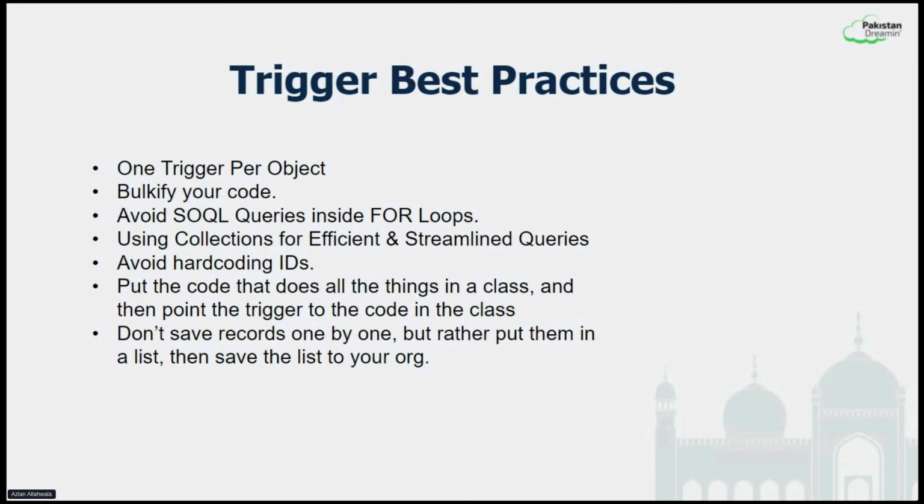Put the code that has all the logic in a class, and then point the trigger to the code in the class. And as mentioned before, a handler is easy to understand and easy to maintain. Don't save records one by one. When you are iterating over multiple records, it's important to store your records in a list. And once everything is stored in a list, then apply the DML outside of the loop. Like I mentioned before, do not apply the SOQL or the DML within the loop, or else you hit governor limits.